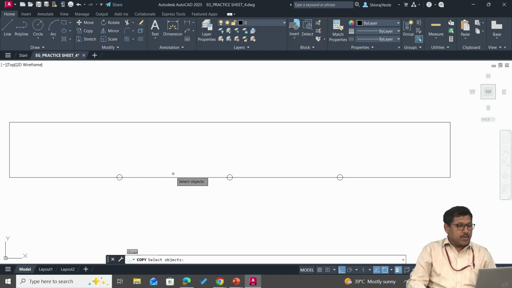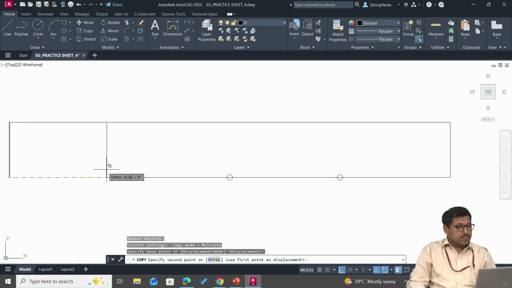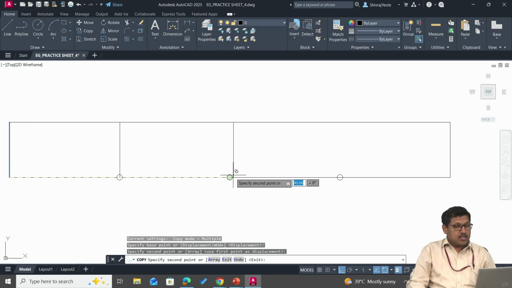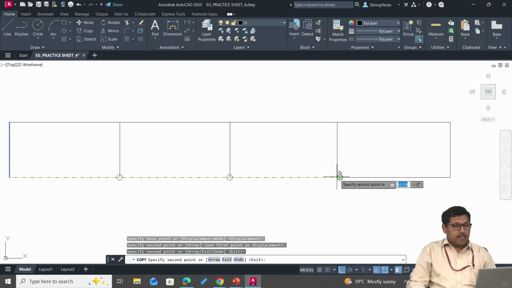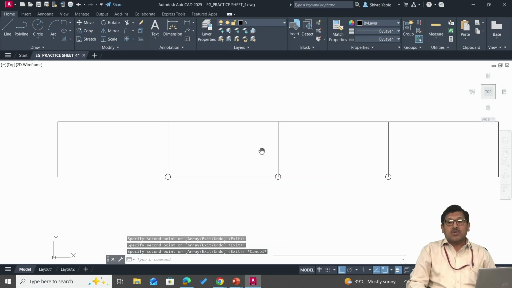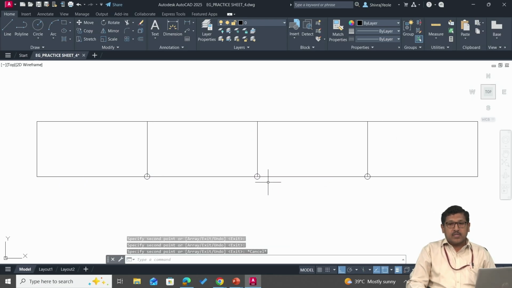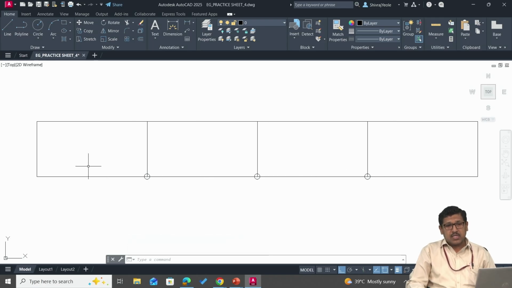Now I'll make use of copy command. Select this line and place it at these points. So now we have completed this scale representation. Now you can see here we are able to see 4 such divisions, and each main division is representing 1 meter. Now what is the next step?